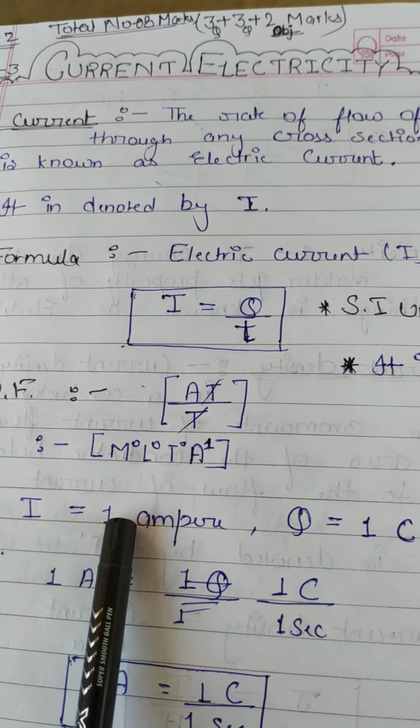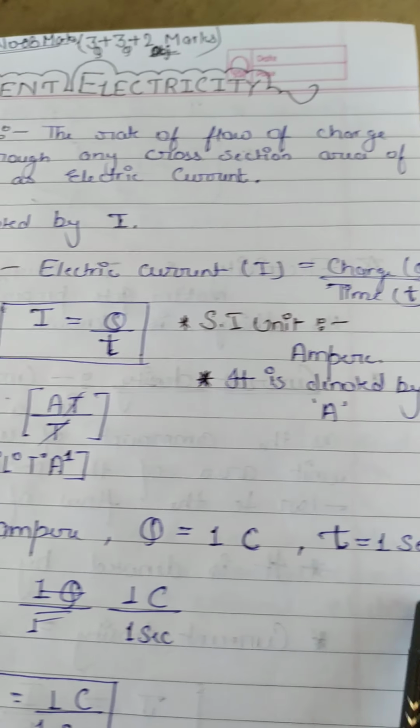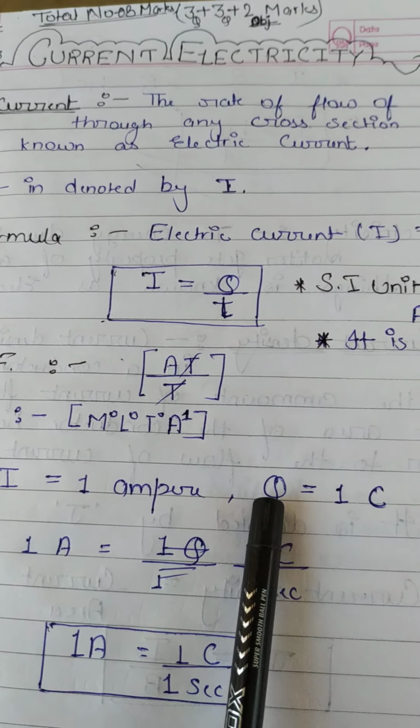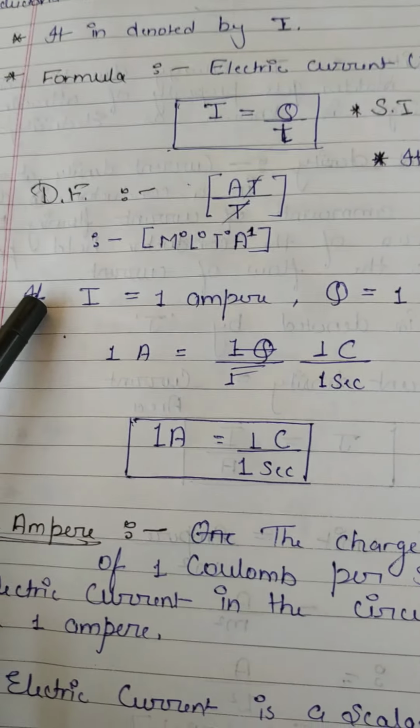If I equals 1 ampere, charge equals 1 coulomb, time equals 1 second, that is, 1 ampere equals 1 coulomb upon 1 second.